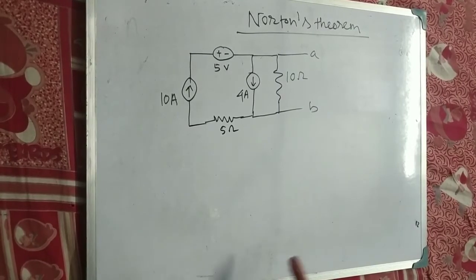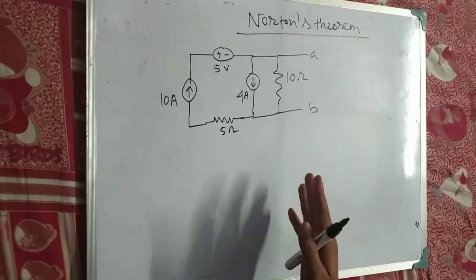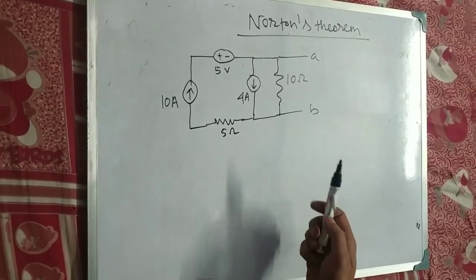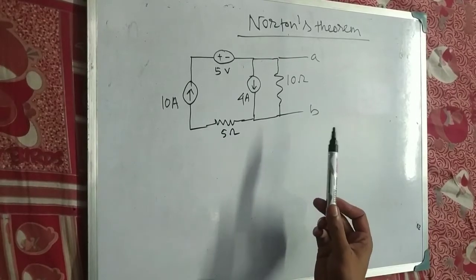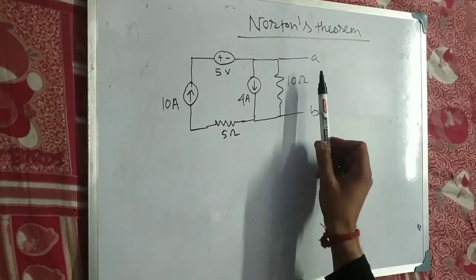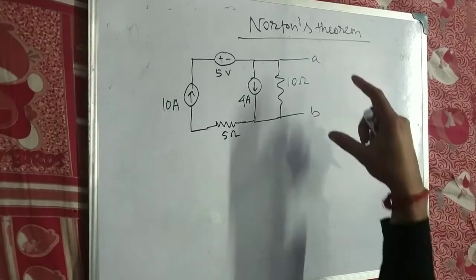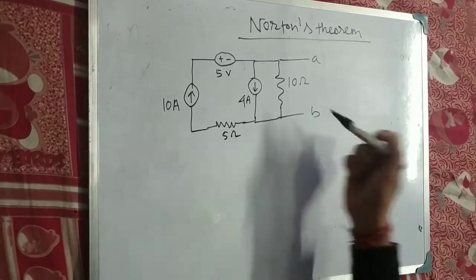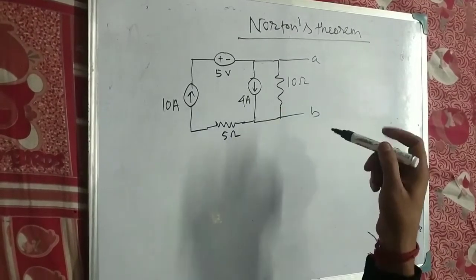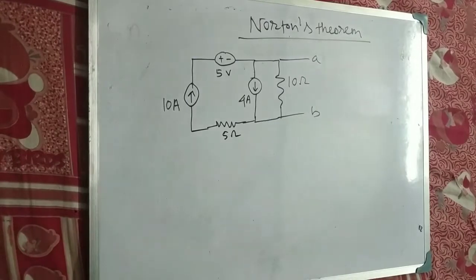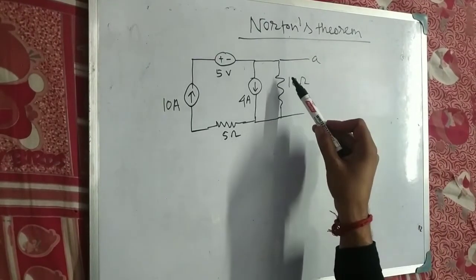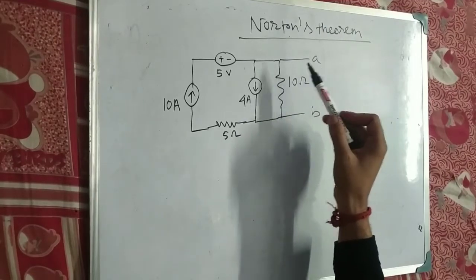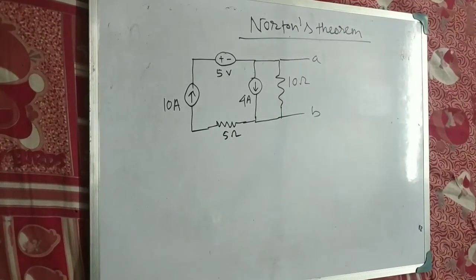Thevenin's and Norton's theorems are similar, but in Norton's theorem we find the short circuit current at a terminal, any terminal. If we want to find the current through the 10 ohm resistance in this network, then for applying Norton's theorem, we will short circuit this 10 ohm resistance.